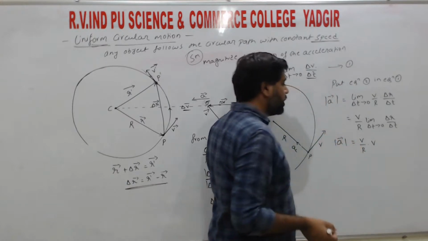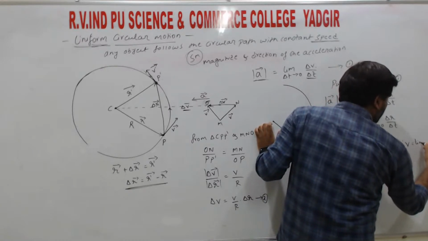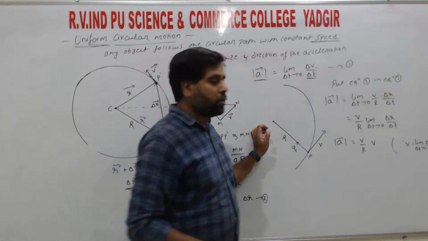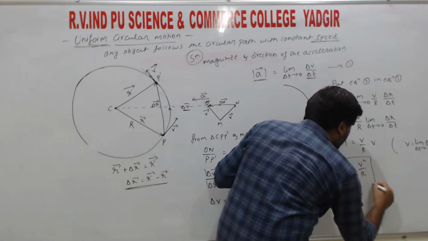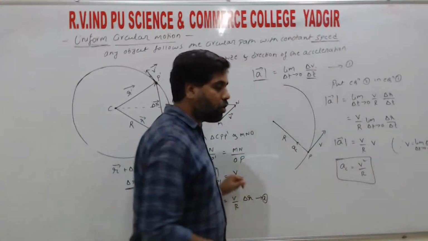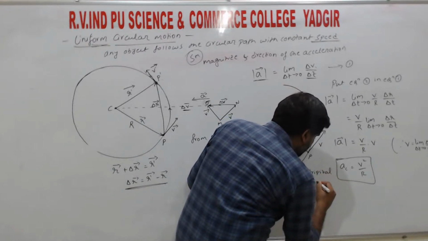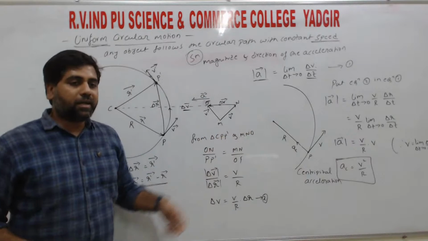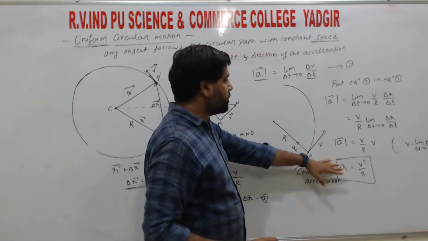So this is the magnitude of acceleration. Again by the definition, V is equal to limit delta t tends to 0, delta R by delta t. So now we get the magnitude of the acceleration, equal to V square divided by R. This acceleration we call centripetal acceleration. Acceleration is always acting towards the center of the circle, hence we call it the centripetal acceleration. This derivation is very important.